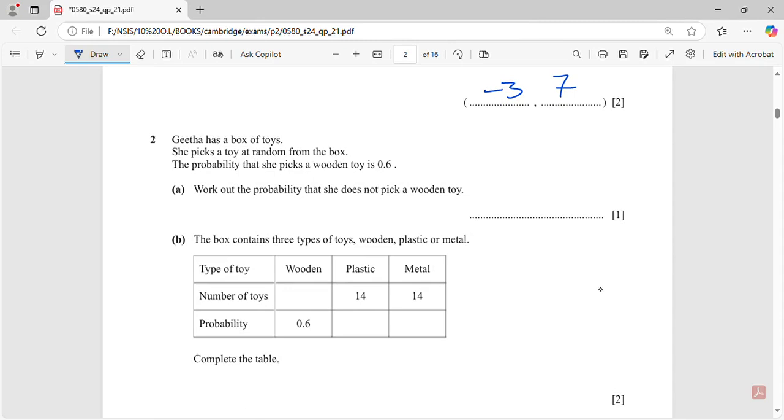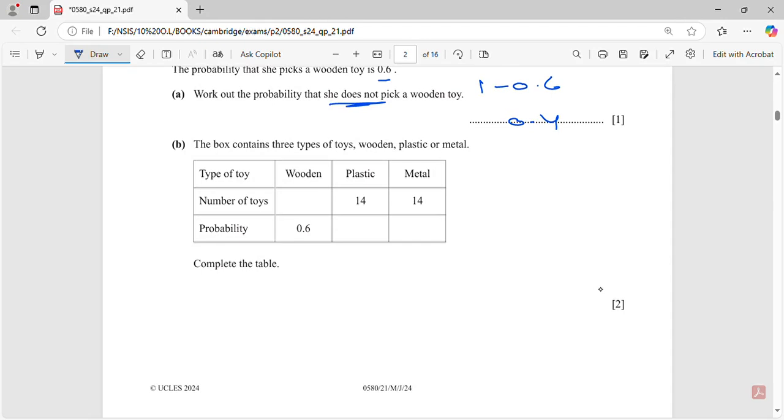Gita had a box of toys. She picked a toy at random from the box. The probability that she picks a wooden toy is 0.6. Work out the probability that she does not pick a wooden toy. Does not means 1 minus the event. So it has to be 1 minus 0.6, which is 0.4. Okay. Now for letter B, the box contains 3 types of toys: wooden, plastic, or metal.